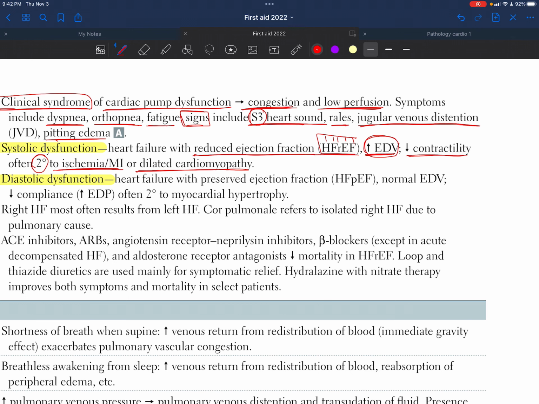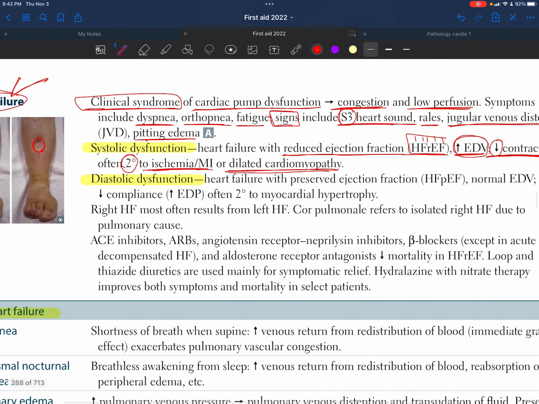So we also have reduced contractility. Because, as we said, it could be ischemia, MI, or dilated cardiomyopathy, the ventricle loses its ability to function properly and there is reduced contractility. So that is for systolic dysfunction.